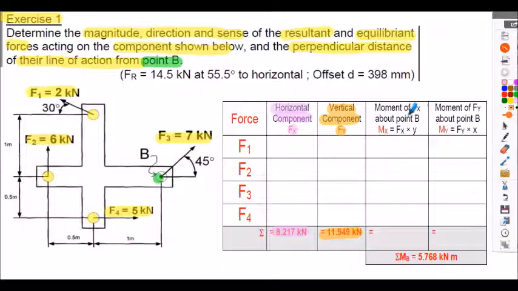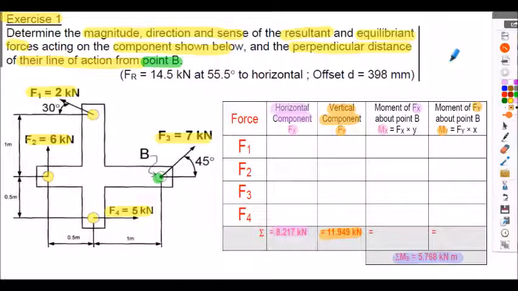And then calculate the moment of Fx about point B, we call that Mx in this column here, and then the moment of Fy about point B, we call it My in this column here. Again, for your reference, I've given you the summation of the moments about B at the bottom of the table.